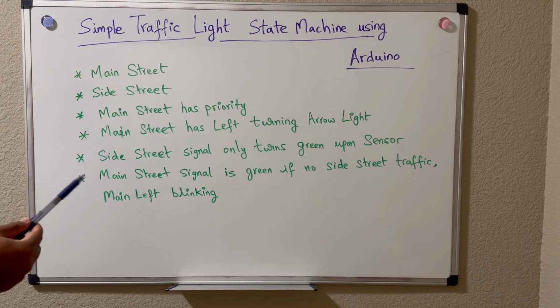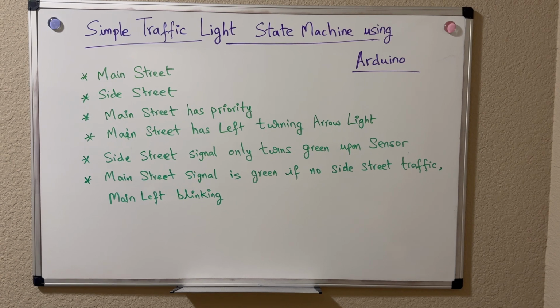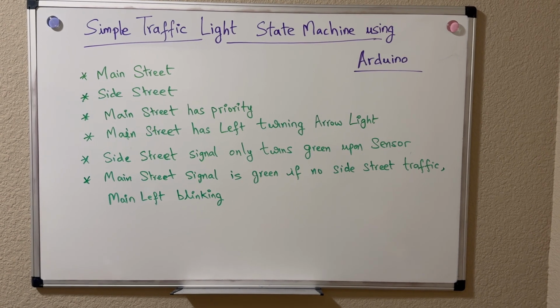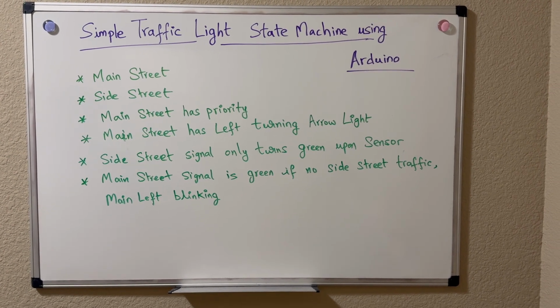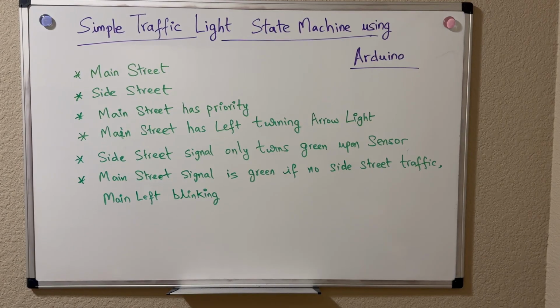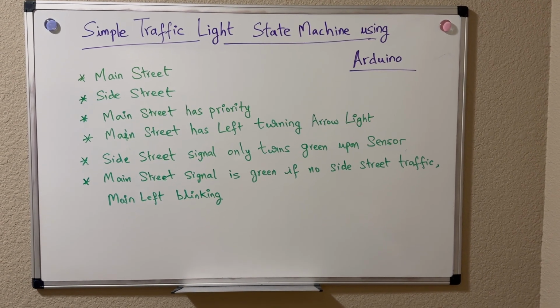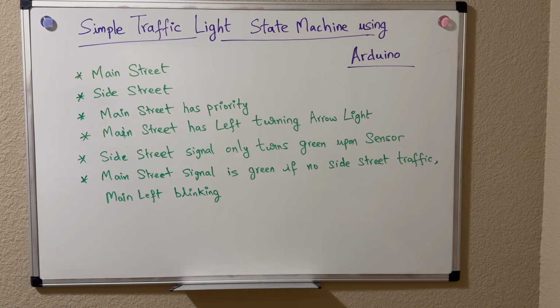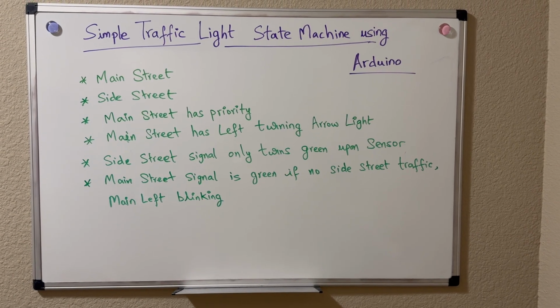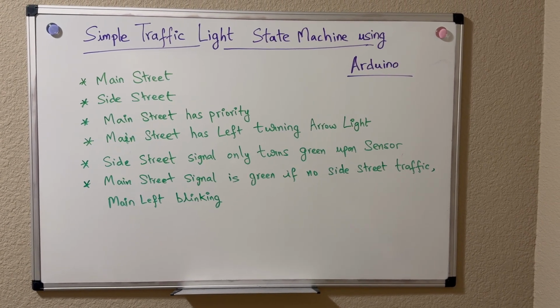And so the side street signal will only turn green when the sensor is sensing that, like, let's say a car there, but on the breadboard we have something a little different. And so its default state is the main street signal is green if there's no traffic on the side street. The left turn arrow would also be blinking at that point.